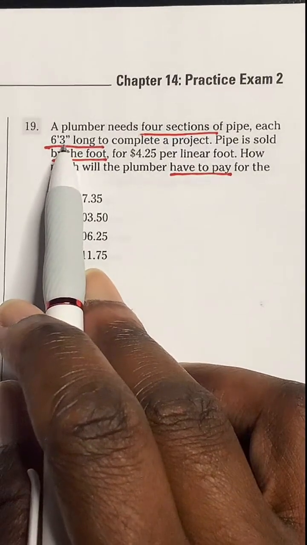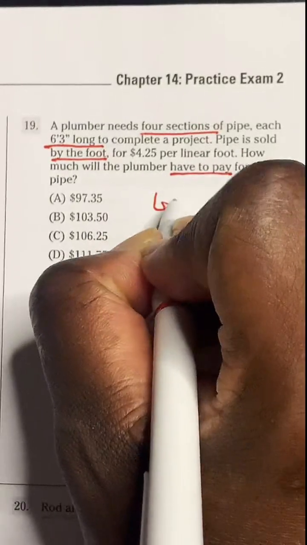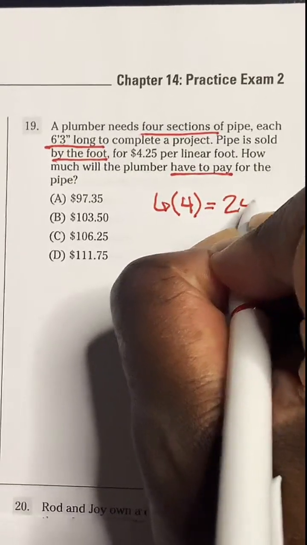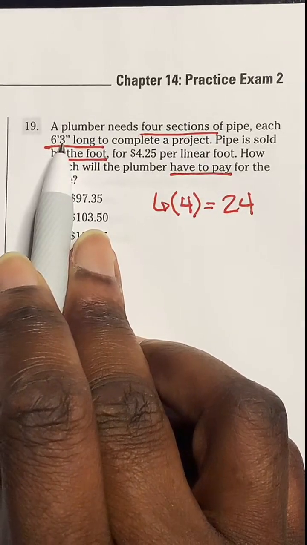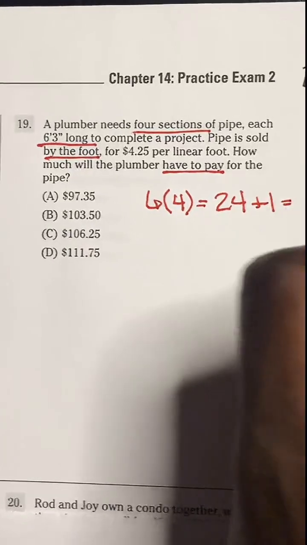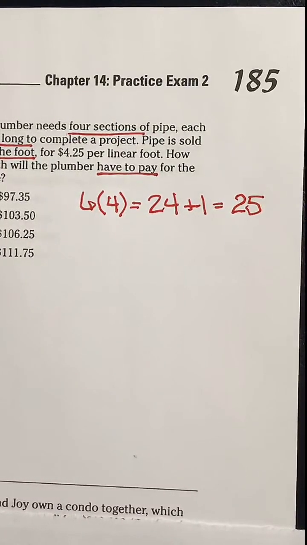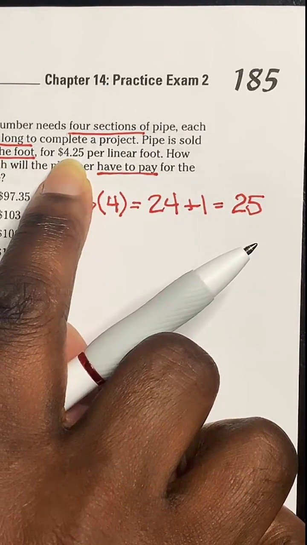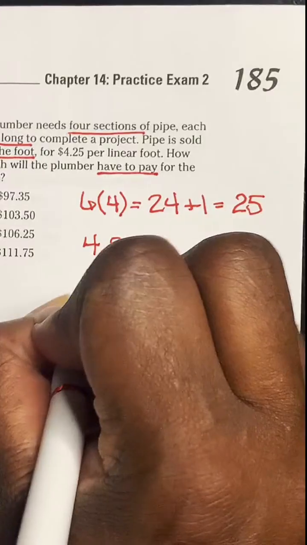So they're basically looking at this as, let's look at it from just 6 feet. So if we're looking at 6 times 4, that gives us 24. Now, if we got 4 of those 3 inches, 3 times 4 gives me 12, so that gives me another foot. That means we got 25 feet. Now we're going to take this 25 and multiply by how much per foot. So 4.25 multiplied by 25.